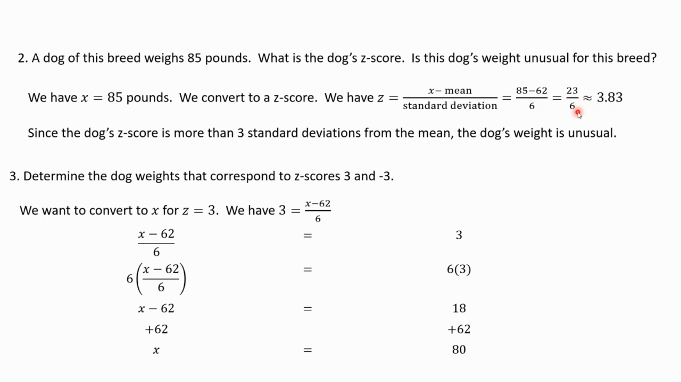So this is more than 3 standard deviations from the mean. In other words, the z-score is bigger than 3. In that case, the value is very unusual. It's not common. Or if it was negative 3.83, then also it would be unusual. So this dog's weight is not a common weight for a dog of this breed. So I guess the dog is overweight, so to say. Any questions on that before I do 3?